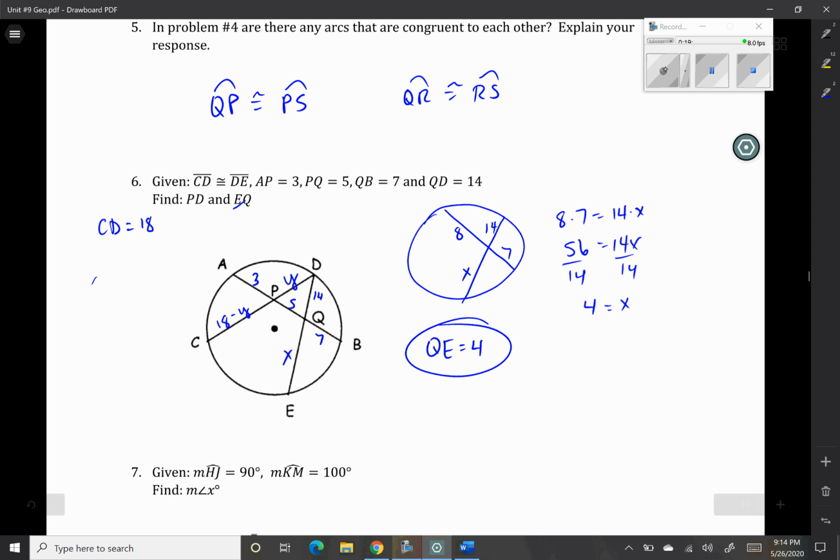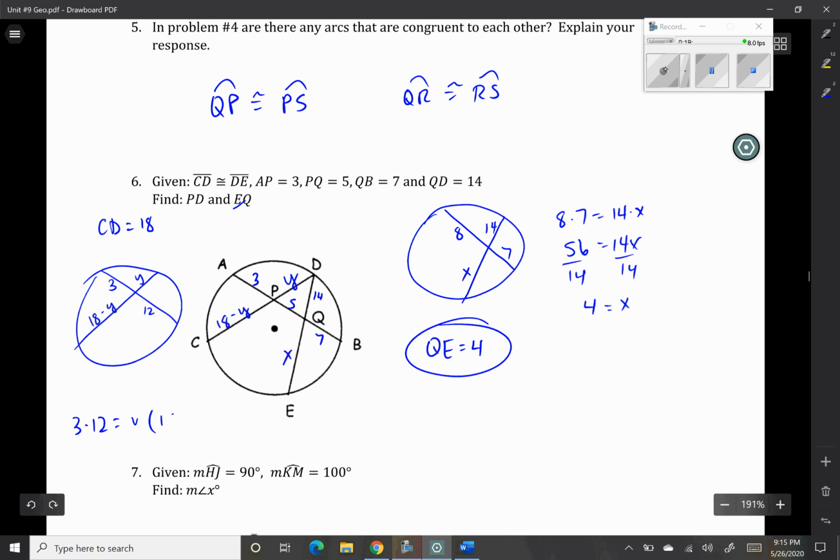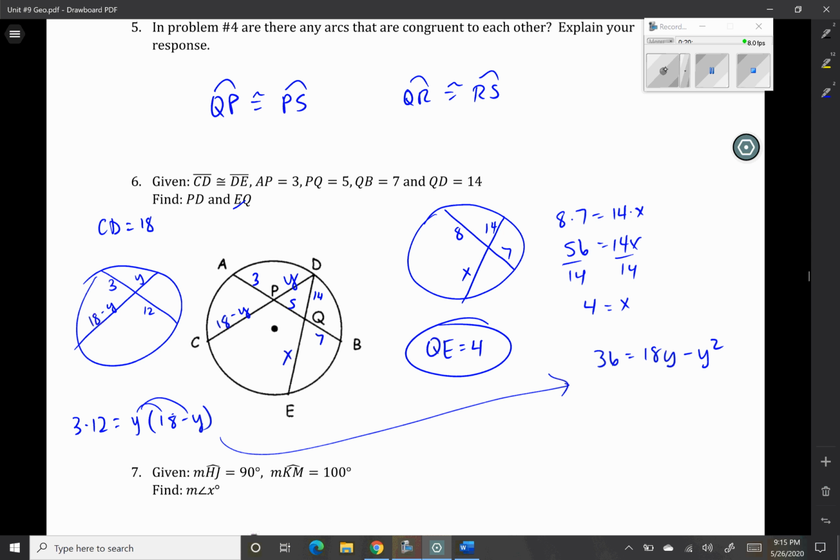So again, let's redraw a circle here with just the segments I want to use. PB is 12. So I could say 3 times 12 is equal to, it's not x, I made it y, y times 18 minus y. So algebraically speaking, I would distribute. I'll go over here because I need more room. So I'm going to get 36 is equal to 18y minus y squared. Well, as soon as I see y squared, I want to try and factor. So I would move the y squared and 18y to the other side. That would give me y squared minus 18y plus 36 is equal to 0.